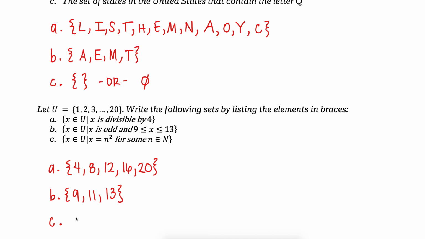So what are our perfect squares from 1 through 20? 1, because it's equal to 1 squared. 4, because it's 2 squared. 9, 3 squared. And then 16 is 4 squared. 5 squared is 25, so we're out of our set U.